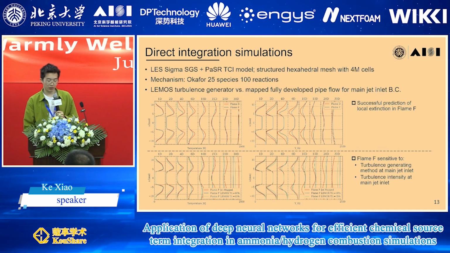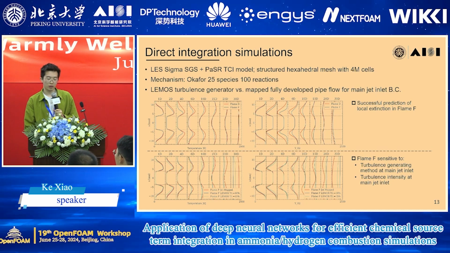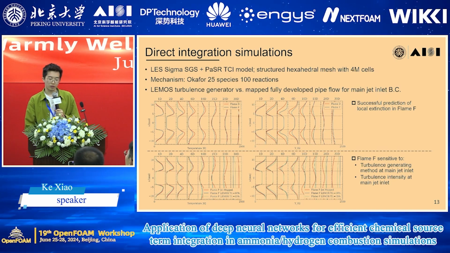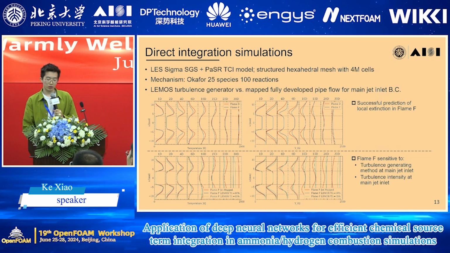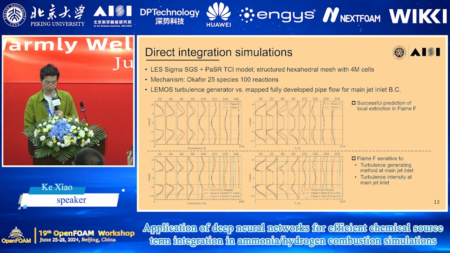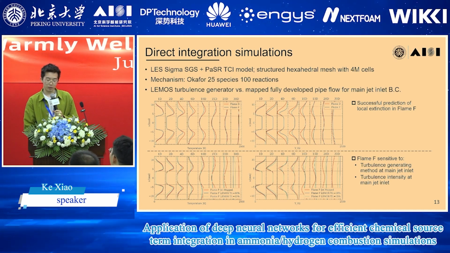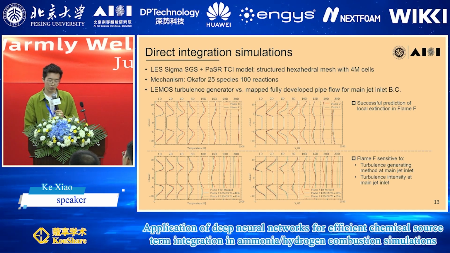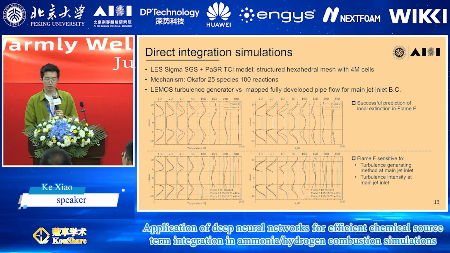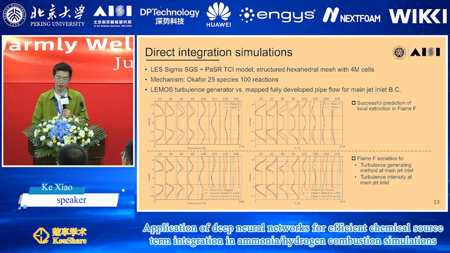We first conducted direct integration simulations using LES with the Sigma subgrid scale model and a PSR TCI model on a structured hexahedral mesh with around 4 million cells. We used a 25 species, 100 reactions mechanism developed by Okafor, and also tested different turbulence generation methods for the main jet inlet.